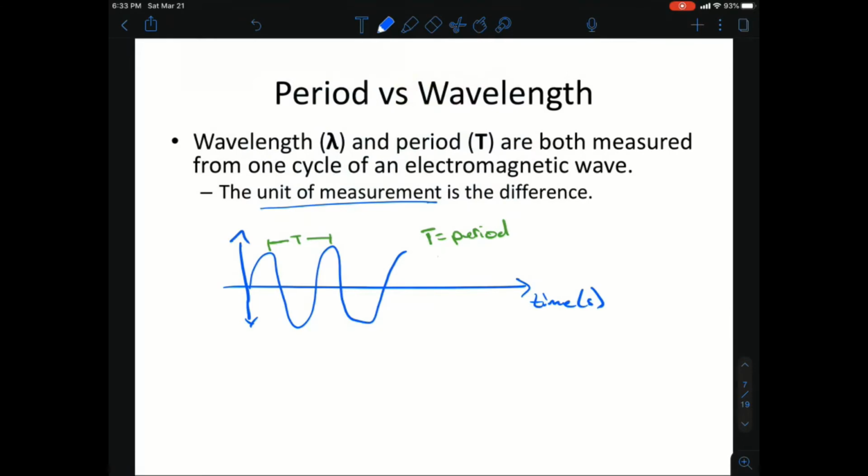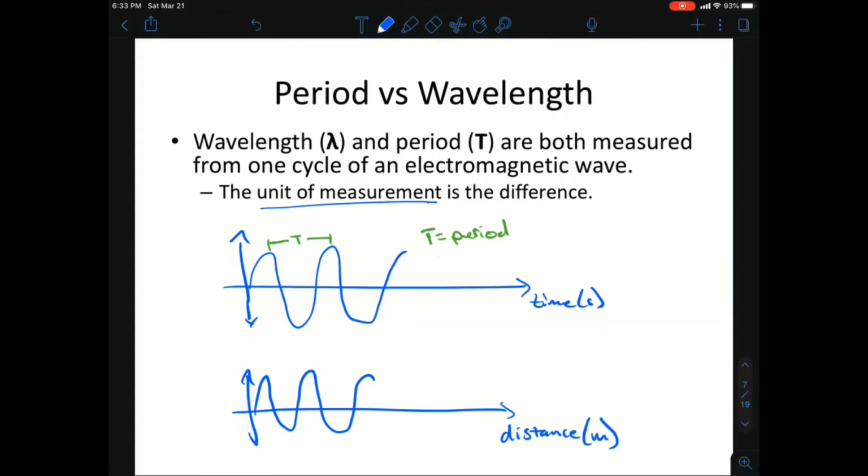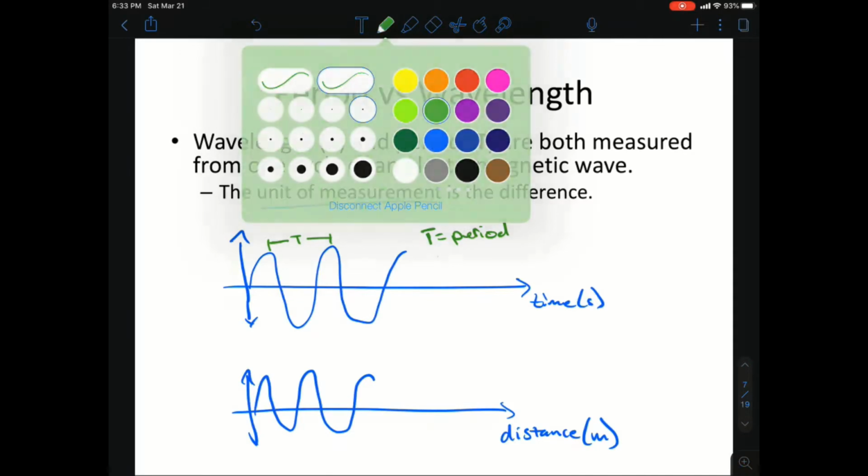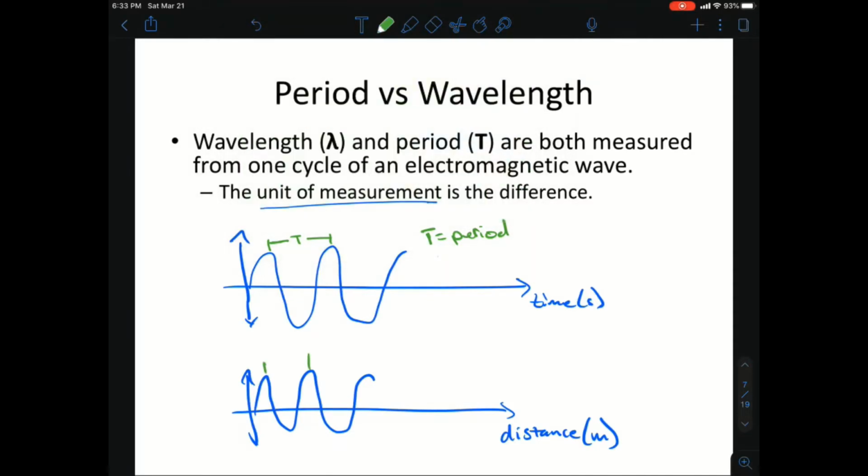But then we also have, say, this wave, like that, and over here it's measured in distance, meters. And then we go ahead and say, hey, we're going to measure one cycle from here to there. That's going to be lambda because we're measuring in distance.